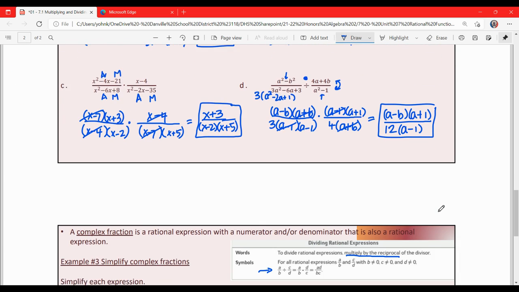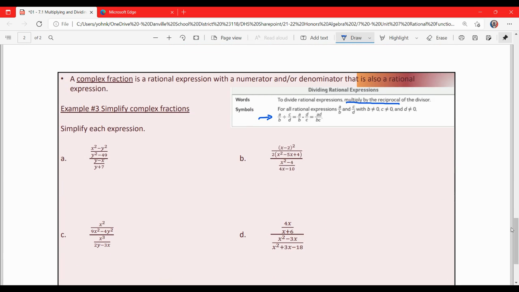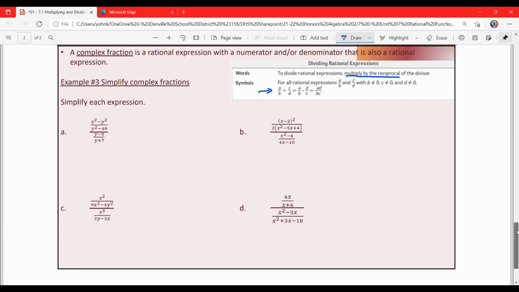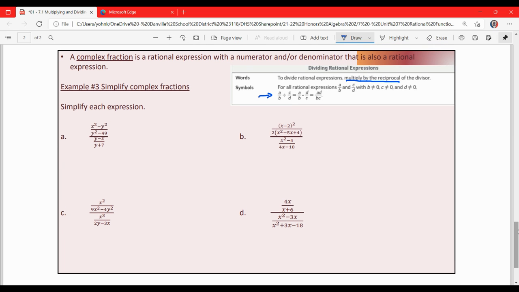All right, so let me go down here. These are called complex fractions. Complex fractions are when you have a fraction within a fraction. So these look really scary, but you have a fraction on the top and a fraction on the bottom, and it's all one fraction. Now keep in mind that this really big division line is making the fraction, but it's technically division. So you can rewrite this as x squared minus y squared over y squared minus 49. That's the top.